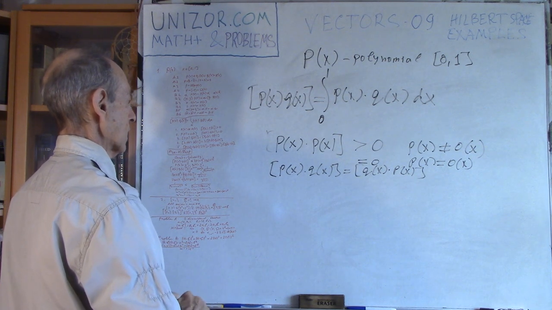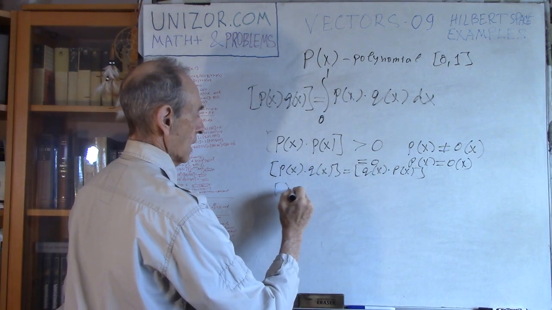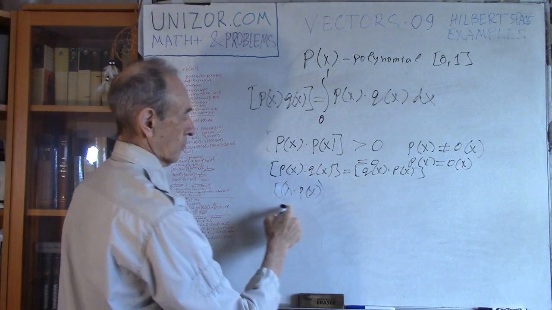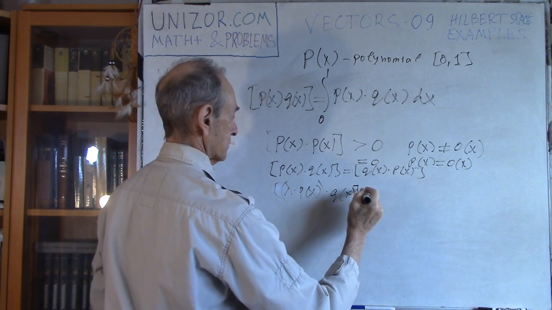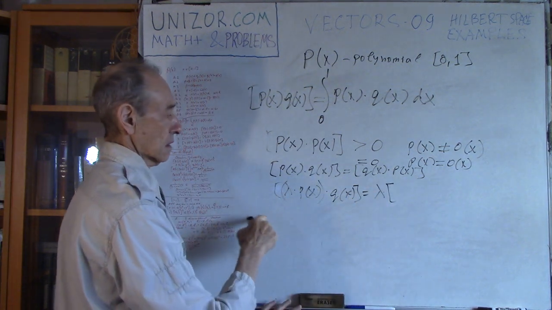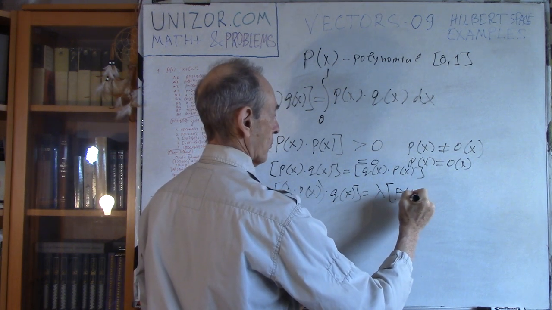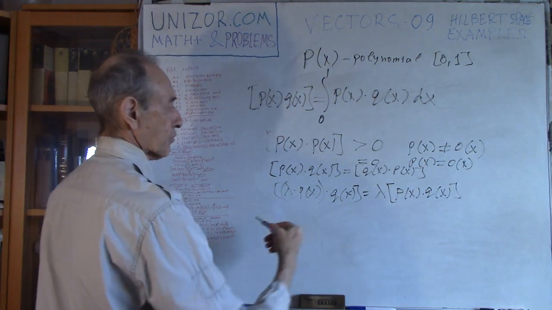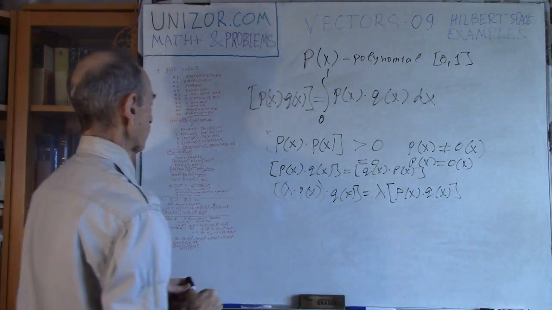Okay, now then, proportionality for multiplication. If you multiply one polynomial by some real number and then use it in a scalar product, that would be the same as if you multiply this factor by the scalar product of them. So that's the proportionality of the scalar product with coefficient lambda.